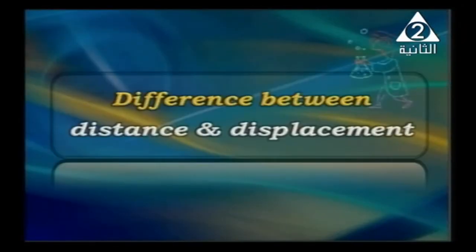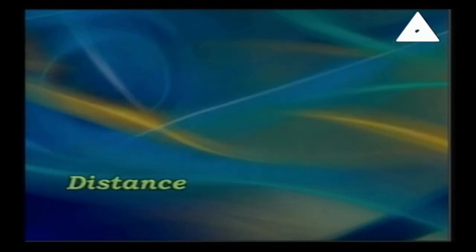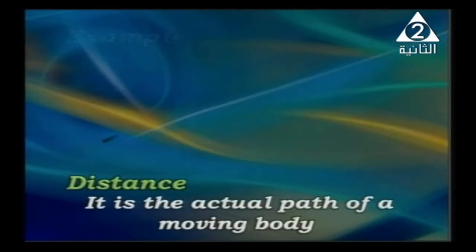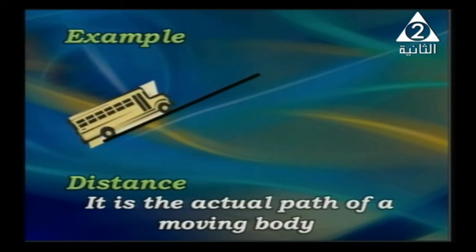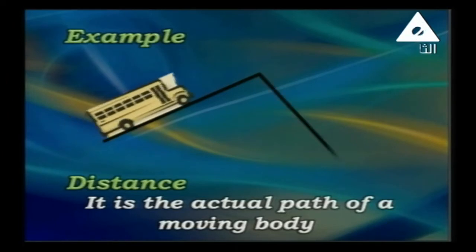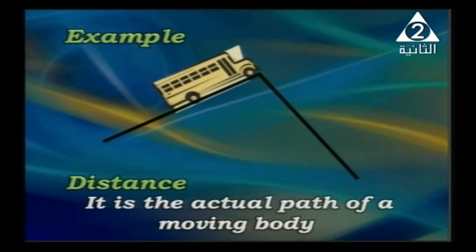After that, we have another part about displacement and velocity and the difference between distance and displacement. So we have an example here. The distance, again, is the actual path of the moving body. We have a car or a bus. This bus moves like this.